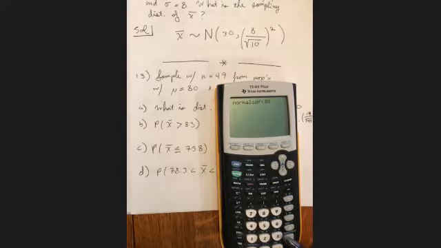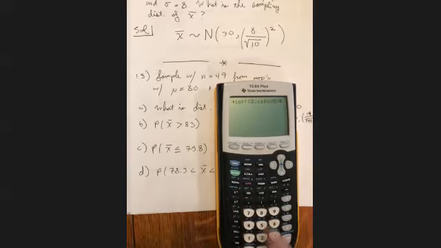So lower bound is 83. Upper bound is something very large. So infinity, I do E10. The mean we just determined was 80. And the standard deviation, when we simplified it, was 2. So I'm just putting in the simplified standard deviation there. So we put in all of that info, and boom, it spits out a probability 0.066.